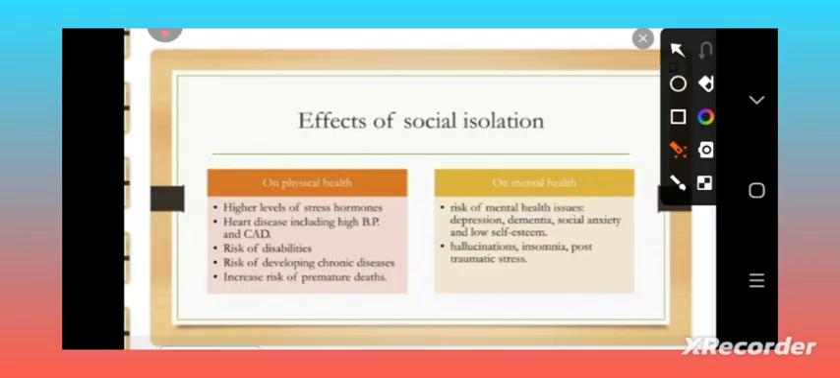On mental health: depression, anxiety, low self esteem, insomnia, post traumatic stress. In short, social isolation poses a serious risk to overall well being, significantly increasing the likelihood of chronic disease, early death, and various mental health disorders.